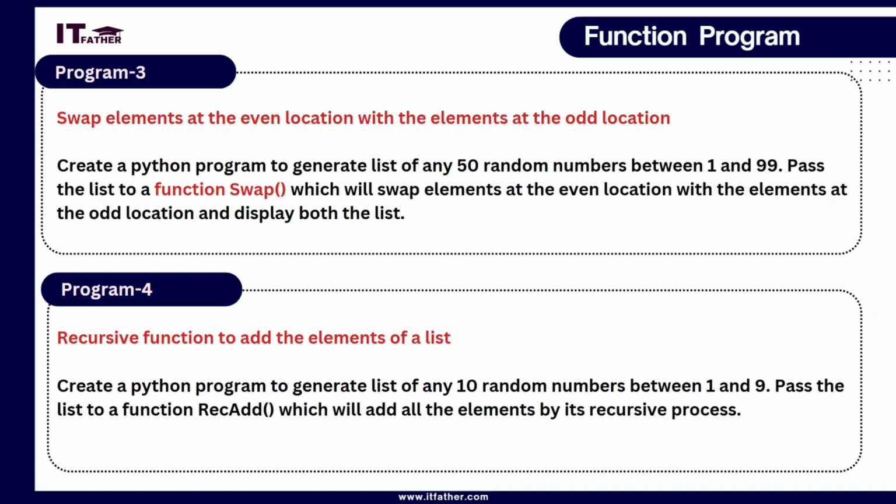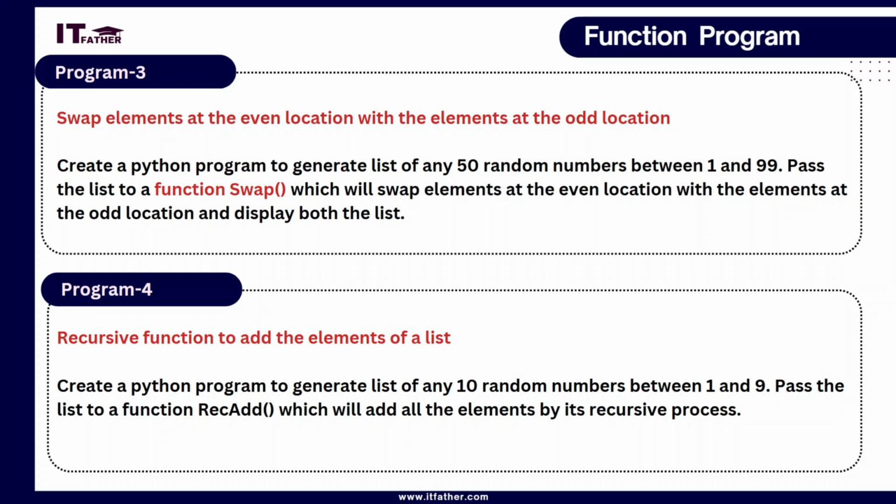Okay, the next program we are going to do is a recursive function to add the elements of a list. Here again we have to generate a list of 10 random numbers between 1 to 9, and pass this list to the function recursive add, which will add all the elements by its recursive process.